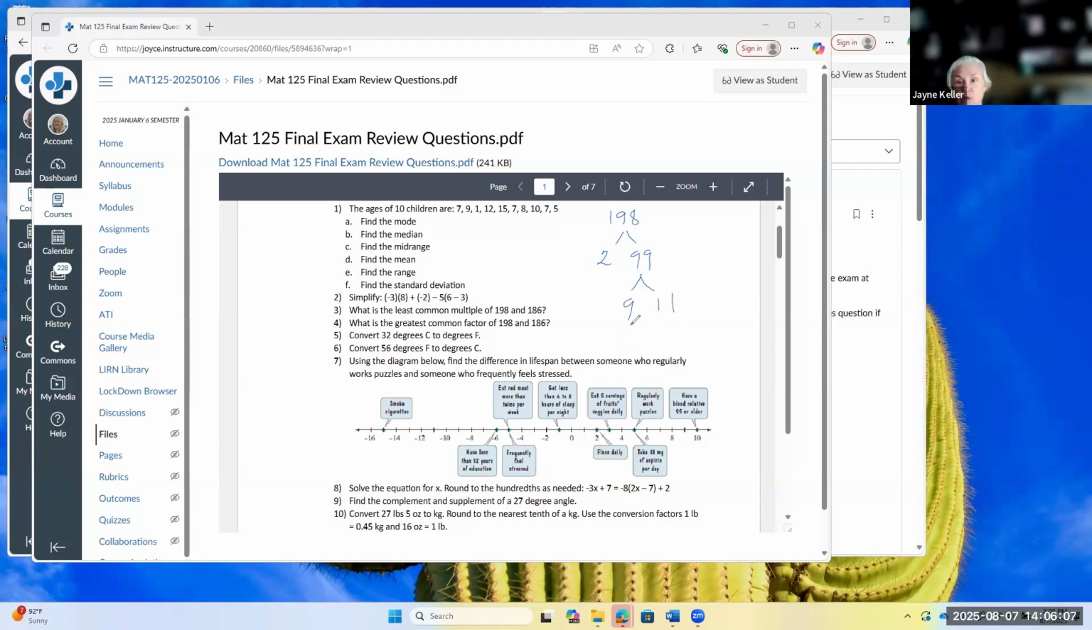And 11 is prime, so now I just need to factor 9. How do I factor 9? That would be 3 times 3. So now I've got all prime numbers: 2, 3, 3, 11. So up here I'm going to write 198 is 2 times 3 squared times 11. And then I'm ready to do a factor tree for 186.